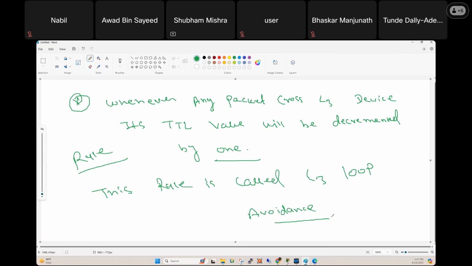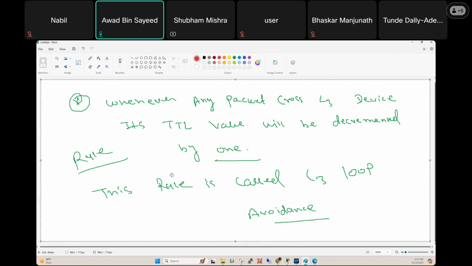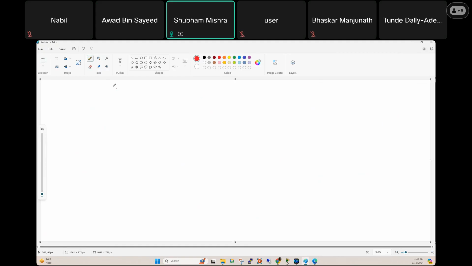Understand, everyone? This is a good question, and I explain. Written, everyone? Anyone who is writing, otherwise I will erase. Done? Yes, sir. So basically, there are multiple scenarios where a loop can be created. Let's suppose a loop is created at layer 3 level. If you are using routers and a loop is created, there is the TTL value which can avoid it. Who can avoid that loop?